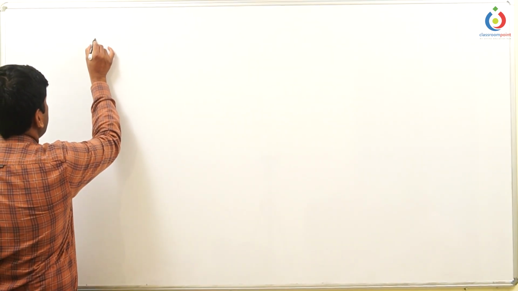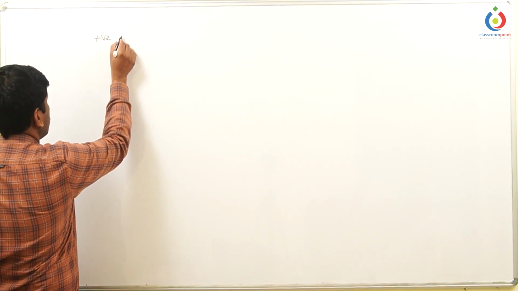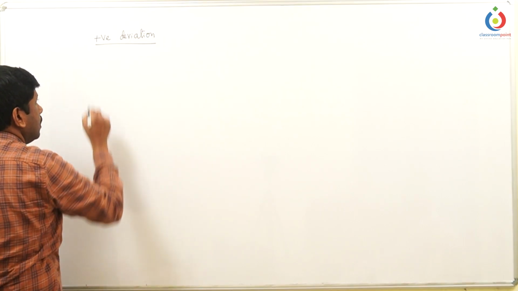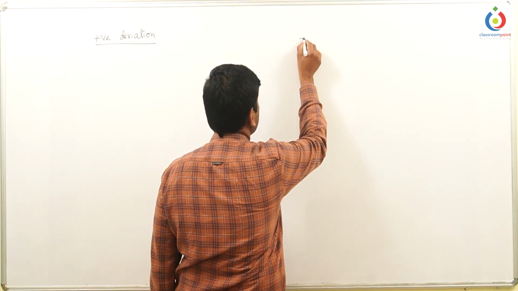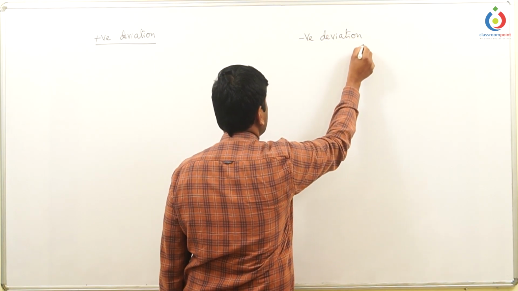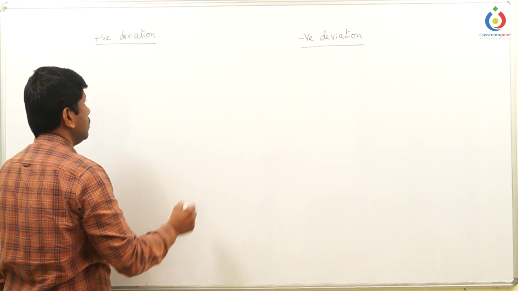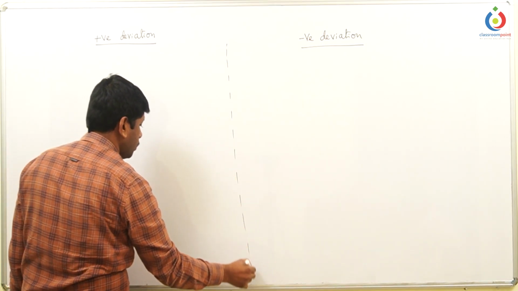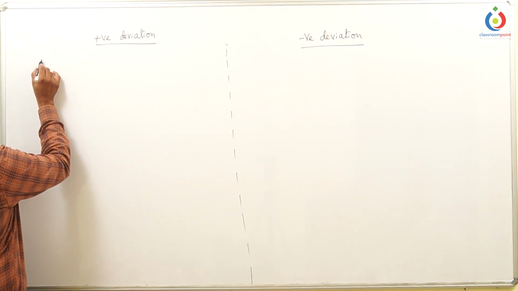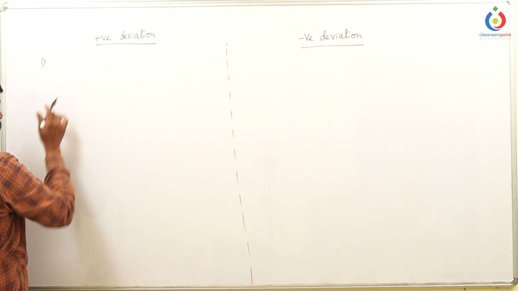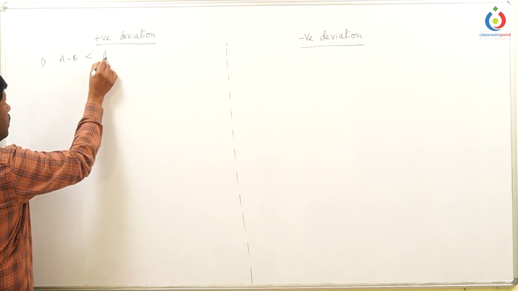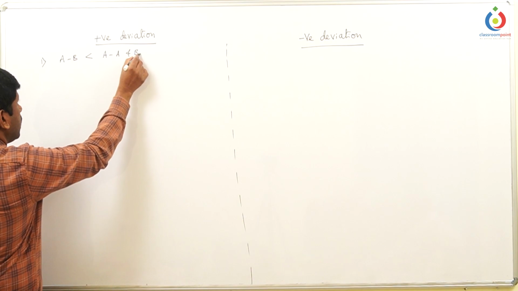So on one side we shall take the non-ideal solutions showing positive deviation from Raoult's law, and on the other side we shall take the solutions showing negative deviation from Raoult's law. How are they showing the positive deviation, and how are they going to show the negative deviation? Again, here also it is regarding the intermolecular attractions only. So positive deviation is possible if AB interactions are weaker than AA interactions and BB interactions.